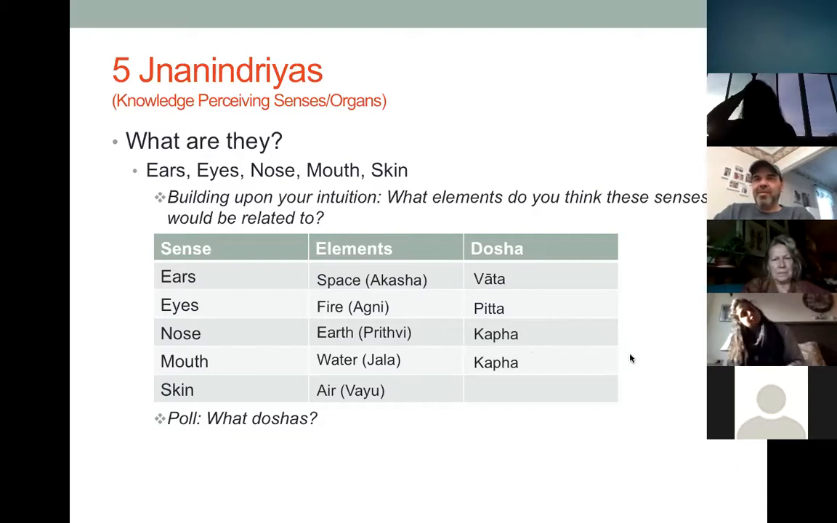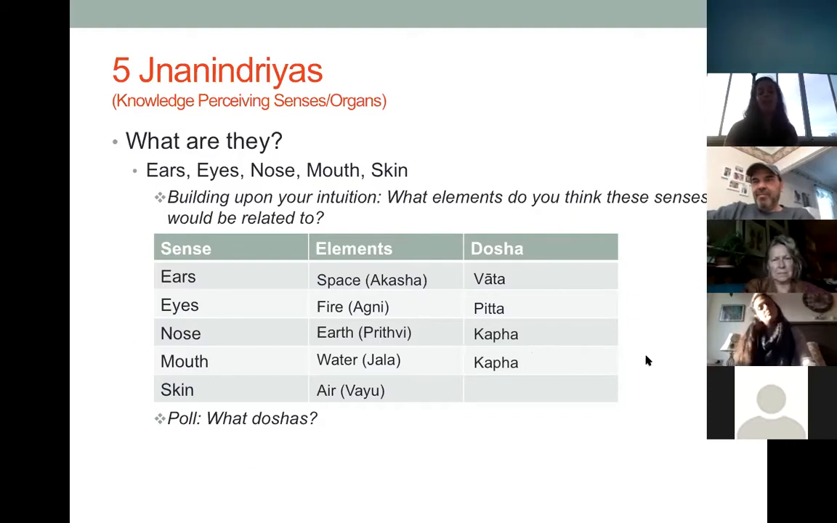Which dosha is most associated with the mouth? It's kapha. But which dosha is most associated with water? It's actually still kapha, because we associate pitta mostly with fire. I think we talked about that last time when we talked about the tastes that balanced. And then we have the last one, skin, vata. Yep. Air, so air and space.